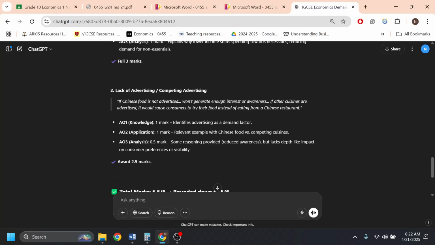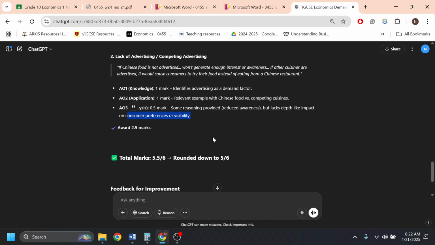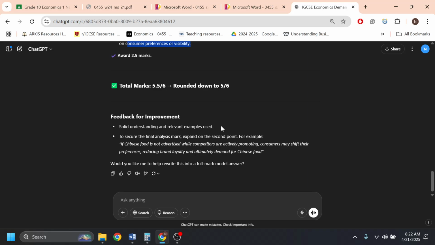Second one. Now, here is the part I was telling you. We identified the demand factor, which was advertising. There is a relevant example with Chinese food versus competing cuisines. Some reasoning providing reduced awareness but lacks depth, like impact on consumer preference or visibility. So that is how we got 5 out of 6. Personally, I thought it would have been enough for a 6 out of 6, but it totally makes sense why they would give it 5 out of 6. No problem. But let's see how we can improve it.